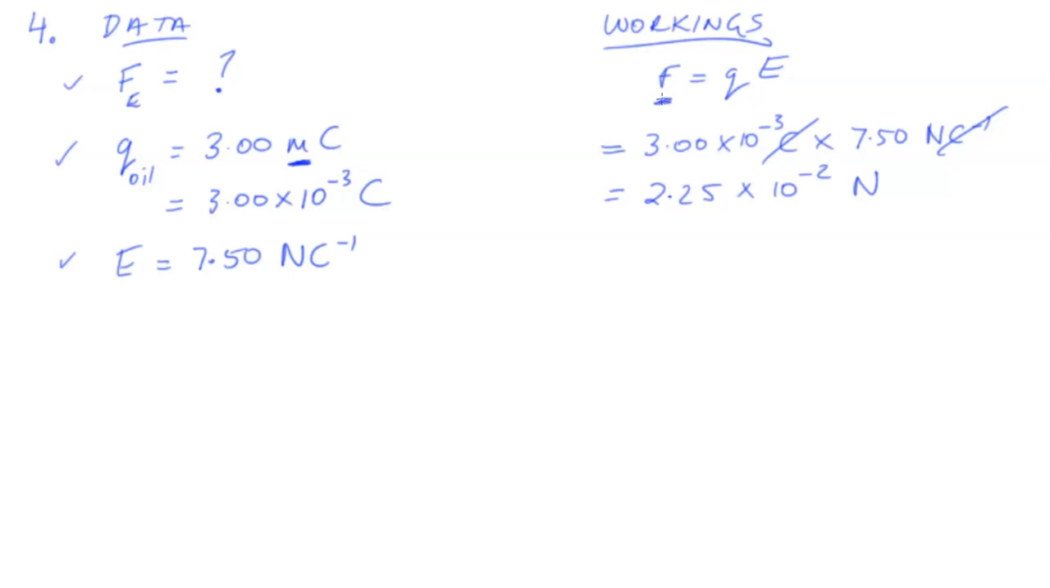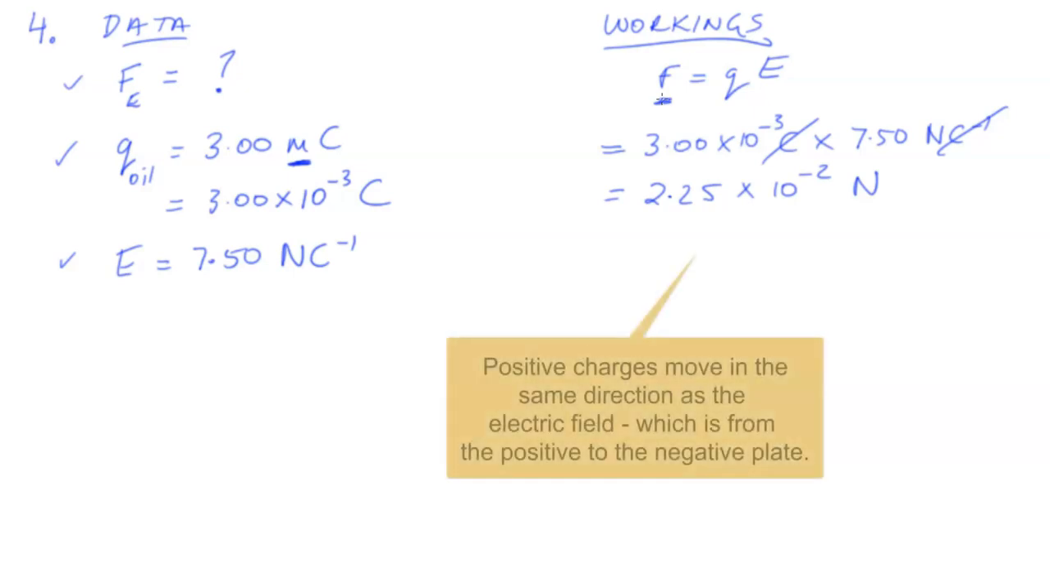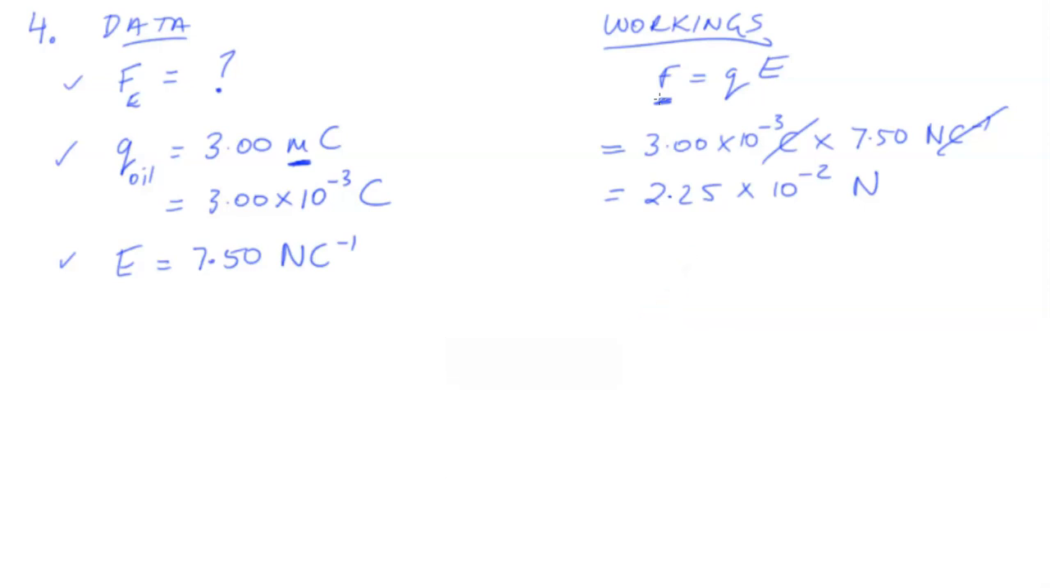So in answer to our question, the magnitude of the force is 2.25 times 10 to the minus 2 newtons. Now, it didn't ask for direction, but a general statement, if it did, would be something like: the direction of force will be in the same direction as the electric field. That is from the positive to the negative plate, if we're talking about between parallel plates.